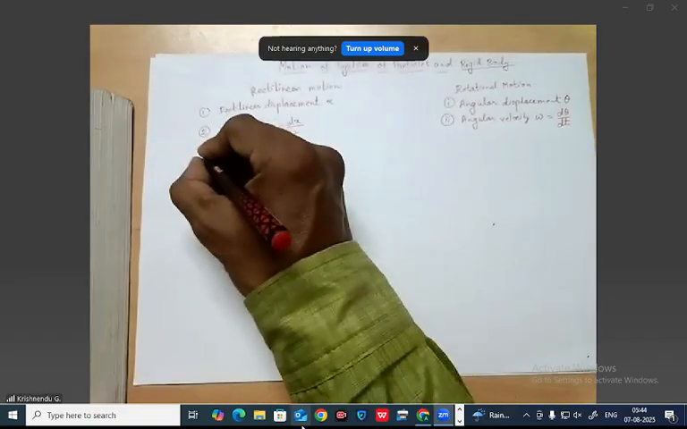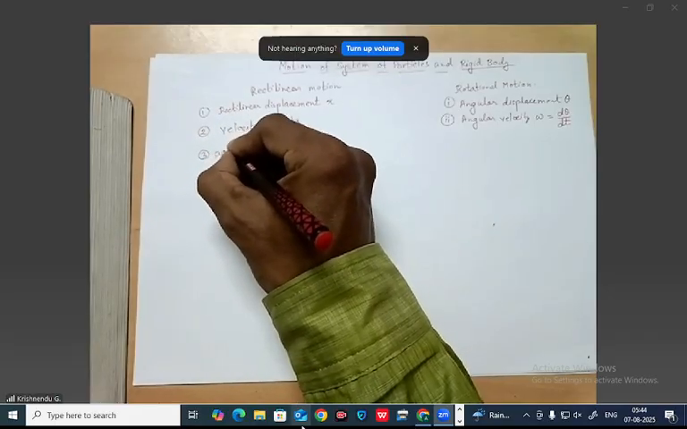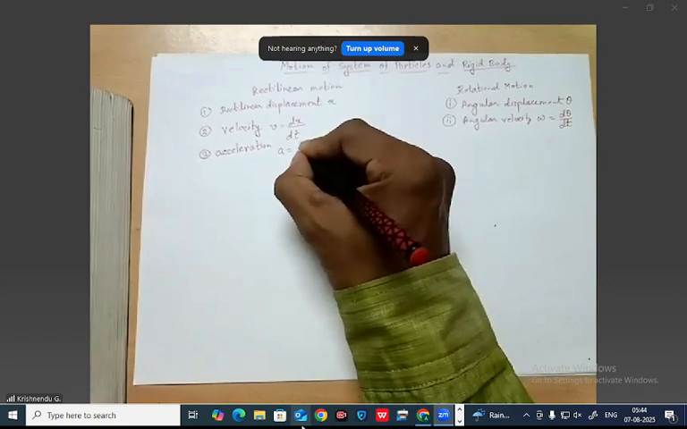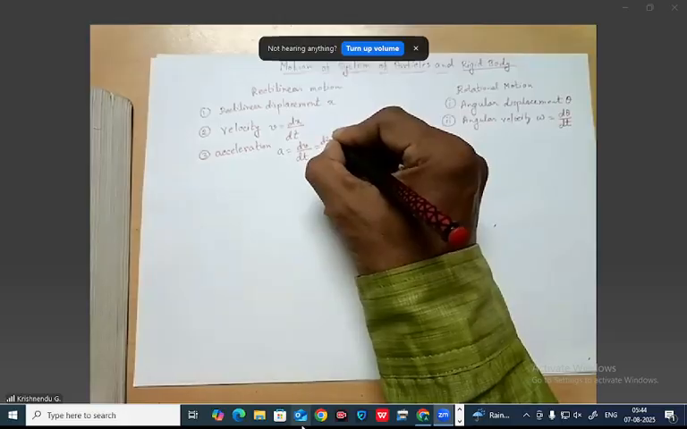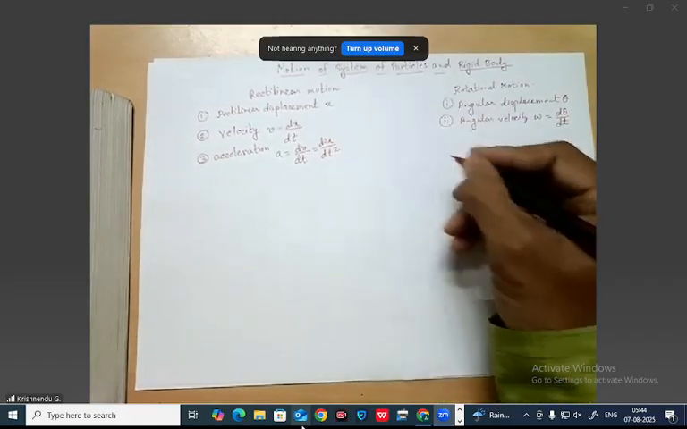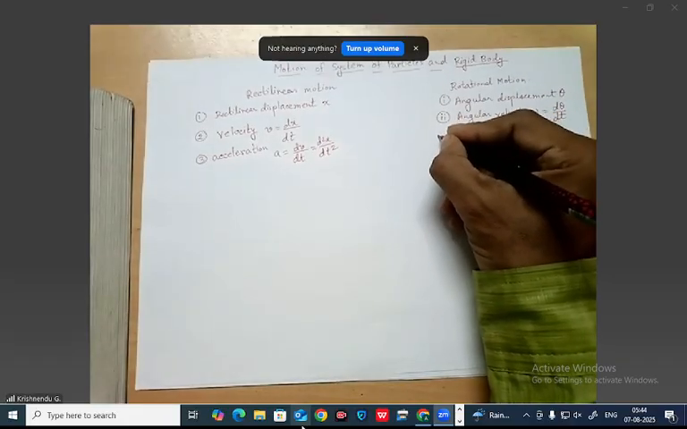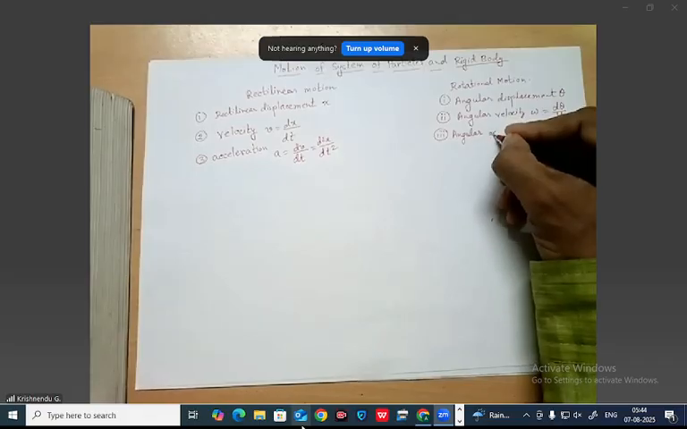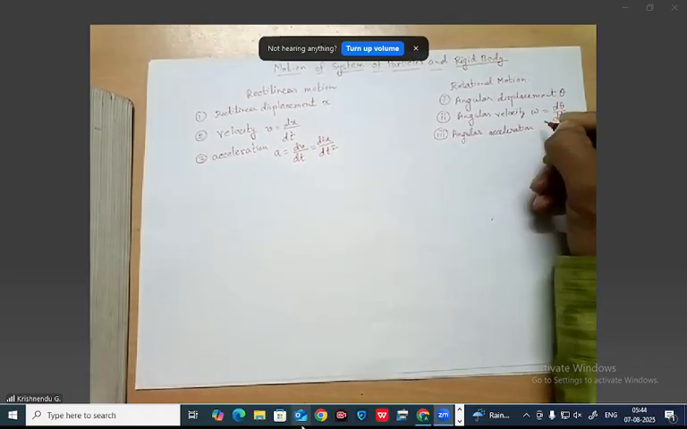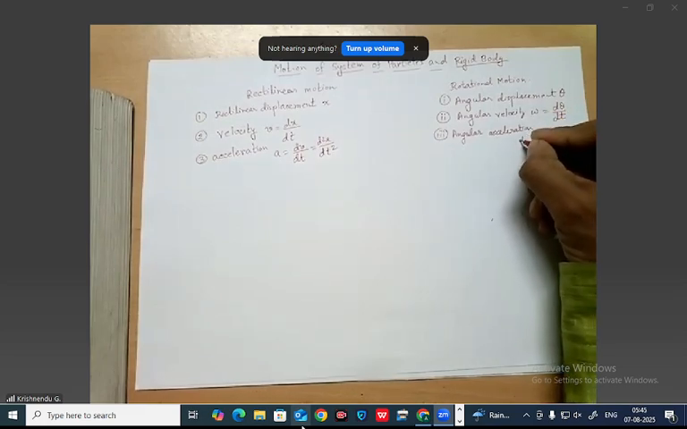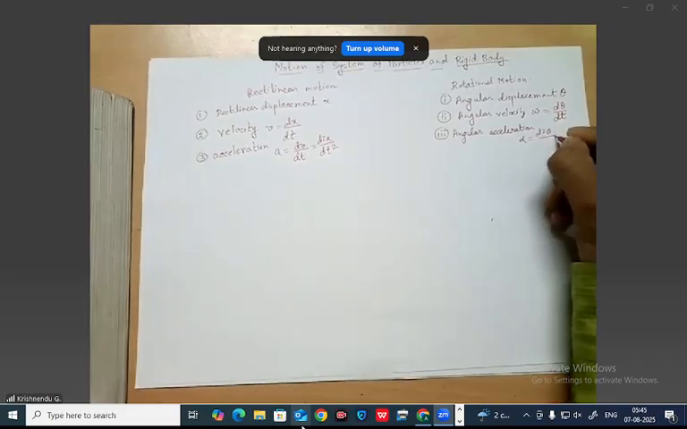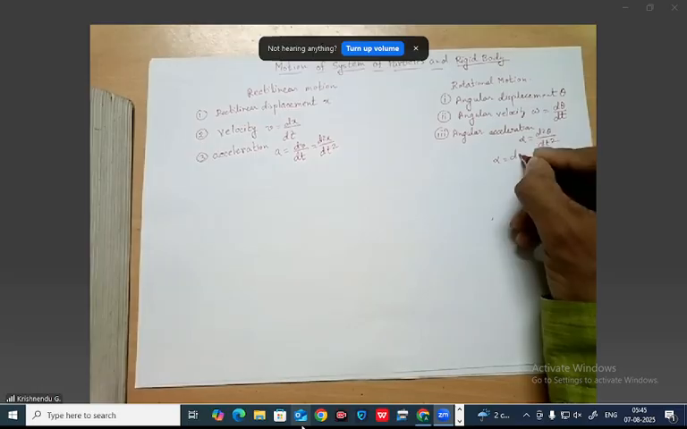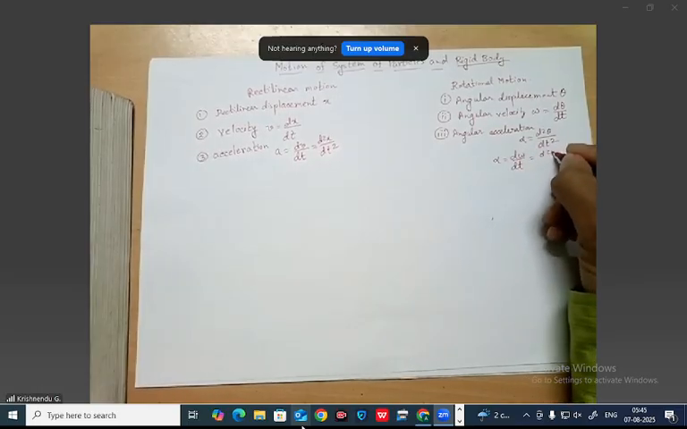Number three is acceleration. The expression can be defined as a is equal to dv by dt, or it can be represented as d square x by dt square. In the case of rotational motion, number three, we can write it as angular acceleration, that is alpha is equal to d square theta by dt square, or it can be written as alpha is equal to d omega by dt.